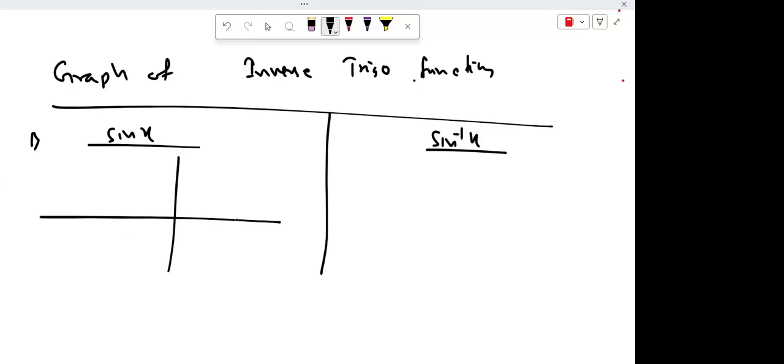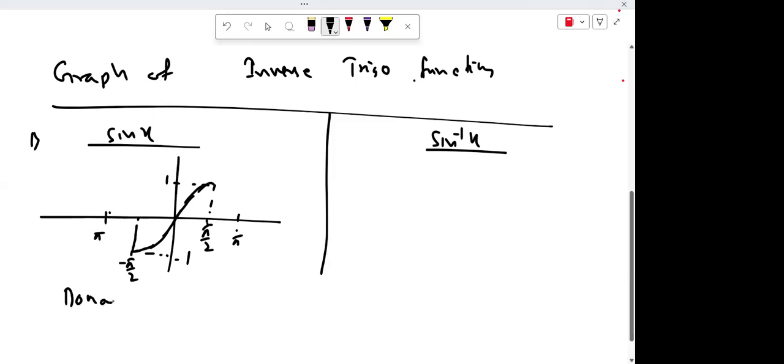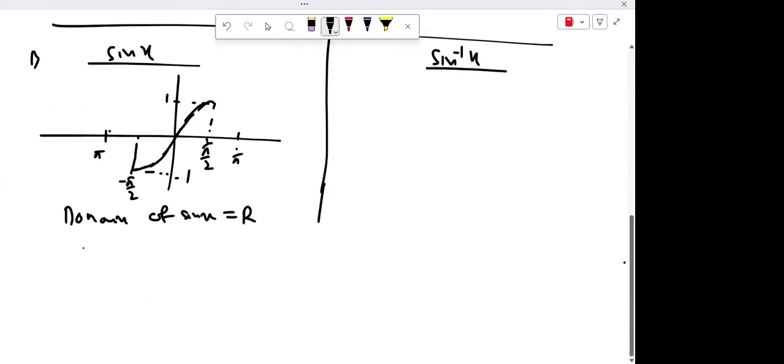So the sin x graph, as I told you, will be restricted from minus pi by 2 to pi by 2. This is the value of x. Maximum is 1 and minimum is minus 1. Okay, this is sin x, and this will be pi, 2 pi, and so on. So the domain of sin x will be R, and the range of sin x is -1 to 1.